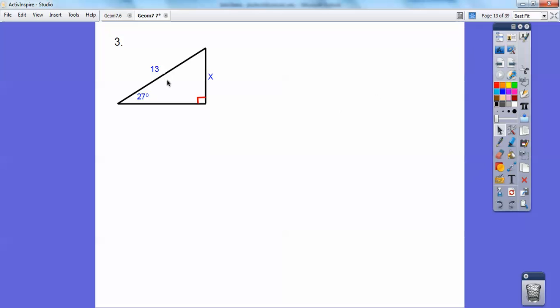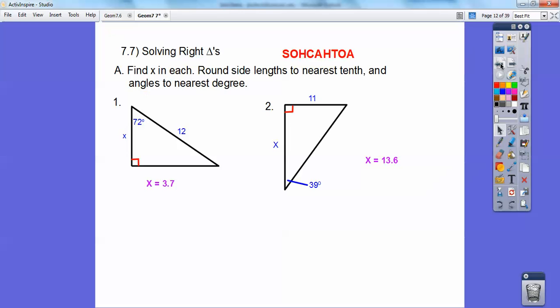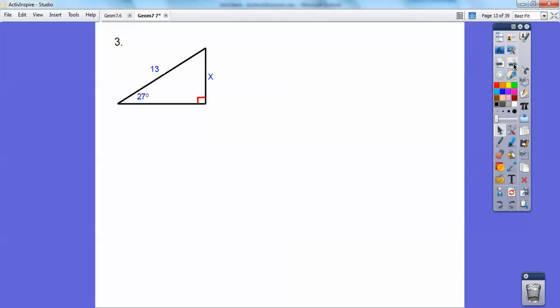This time the hypotenuse is being used, and so this one is opposite over hypotenuse. Okay, that is the sine ratio. Let me go back and grab this and put it on this page over here. That is the sine ratio. So I'm going to go sine is opposite over hypotenuse.